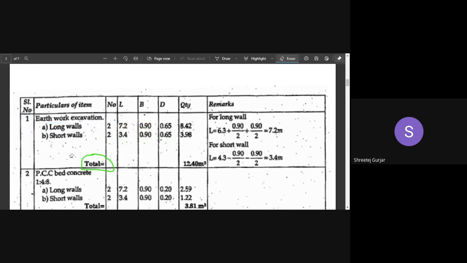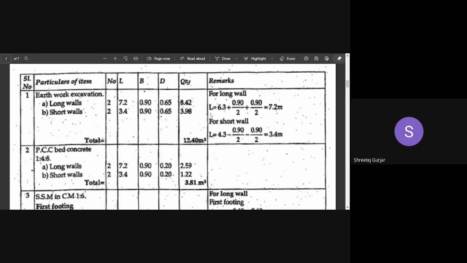You can just have a look into your figure that you have drawn and you can copy this down now. Copy this earthwork in excavation part. Yes, the earthwork in excavation part you can copy down. I will wait for 1 minute. You can copy it down.